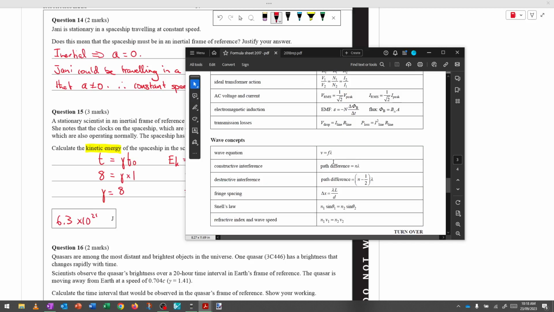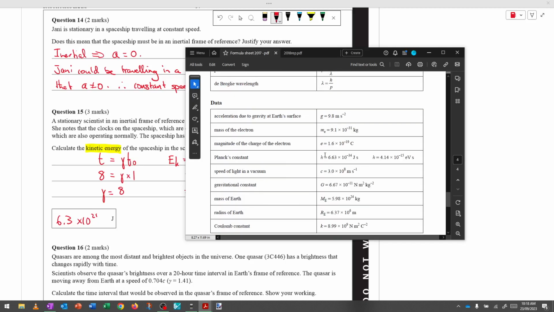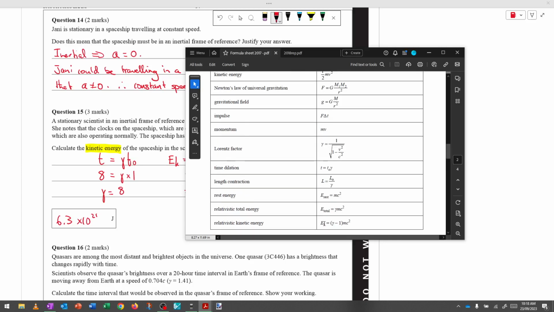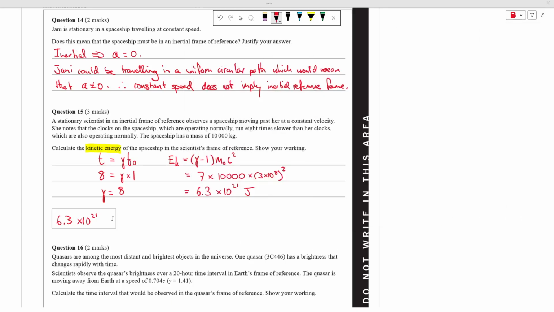So the formula sheet has it down somewhere. This one, there you go, relativistic kinetic energy. Easy. Alright.